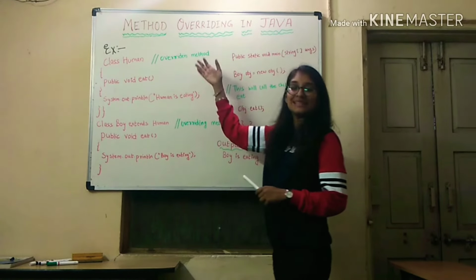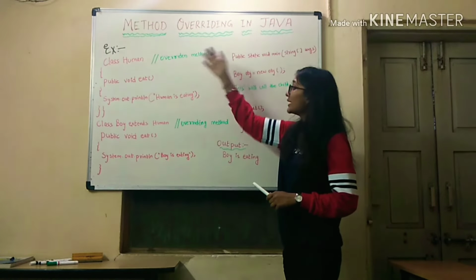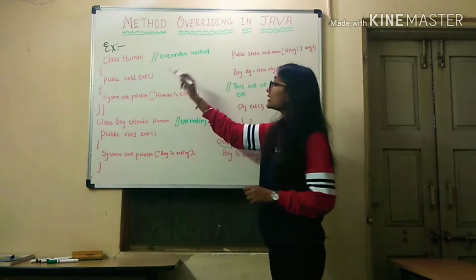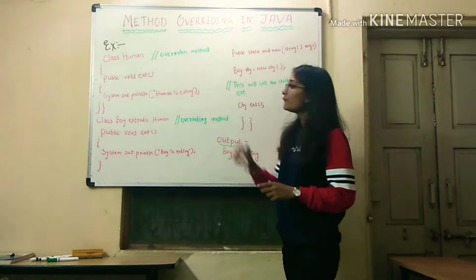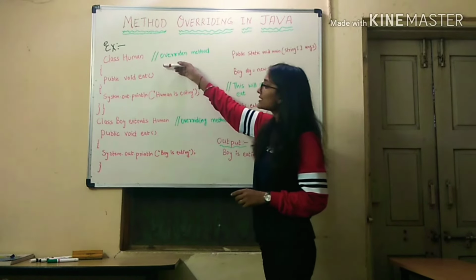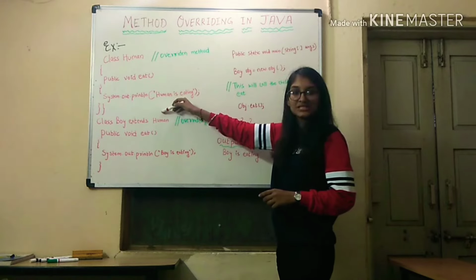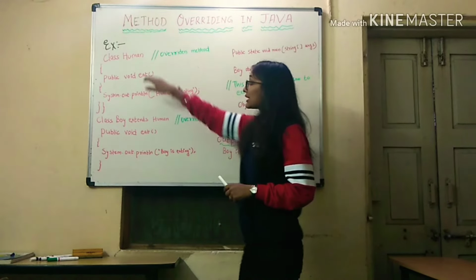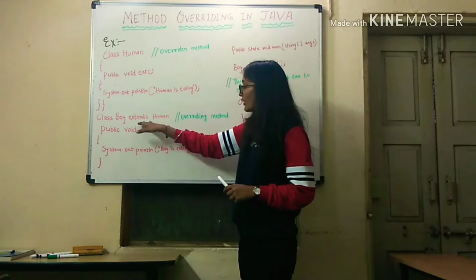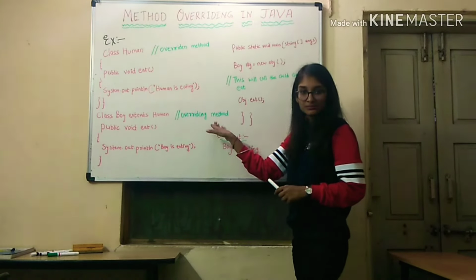Let us start with an example of method overriding. It is a very simple example of method overriding to understand. In this there are two classes. First is class Human and the second is class Boy. Class Human is a parent class and class Boy is a child class. Now class Human is publicly declared as the overridden class and class Boy is publicly declared as the overriding class.